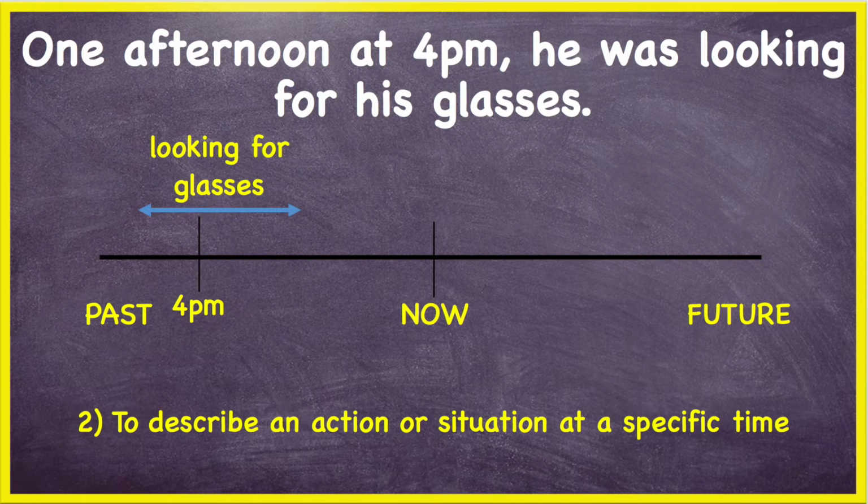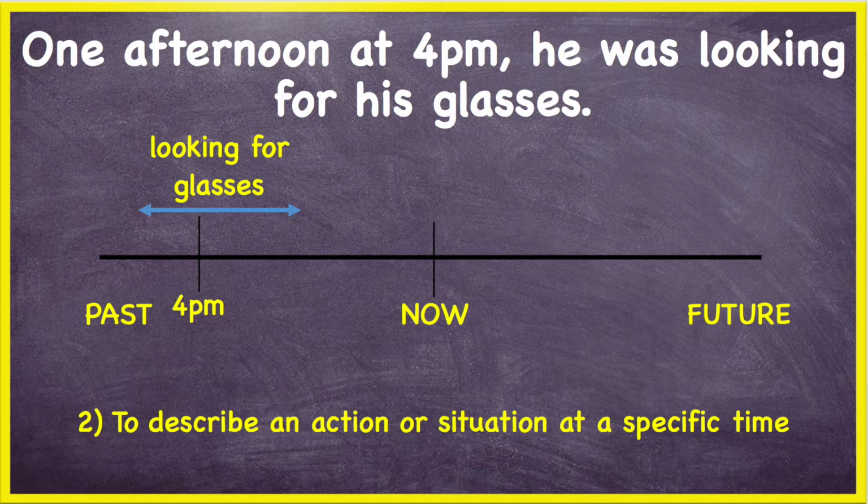All right, the second use is to describe a continuous action or situation happening at a specific moment. So for example, one afternoon at 4 p.m., he was looking for his glasses. So this is the precise time, right? We're stating here at 4 p.m. What was he doing?